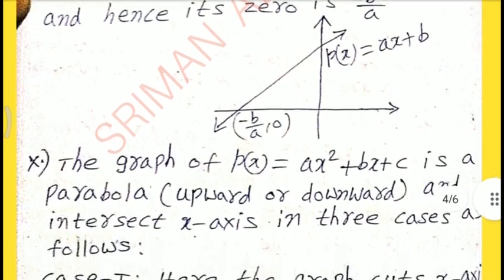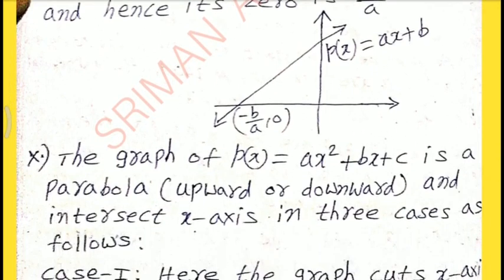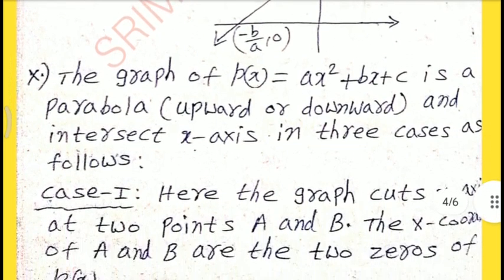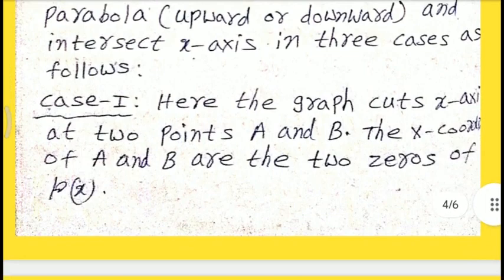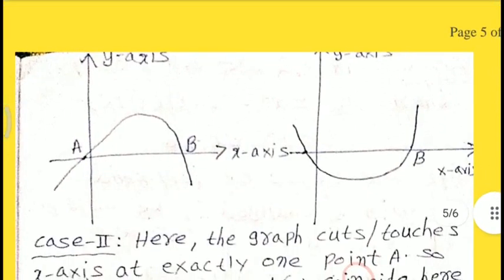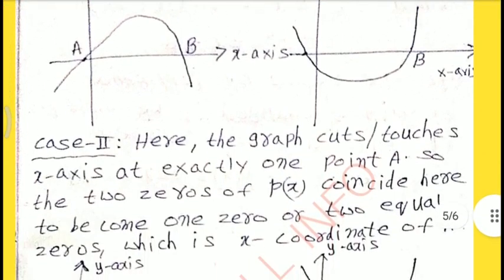10th one, the graph of p of x is equal to ax square plus bx plus c is a parabola, upward or downward, and intersects the x-axis in 3 cases as follows. Case 1, here the graph cuts the x-axis at 2 points A and B. The x coordinates of A and B are the 2 zeros of p of x. The graphs are as shown in the figure.